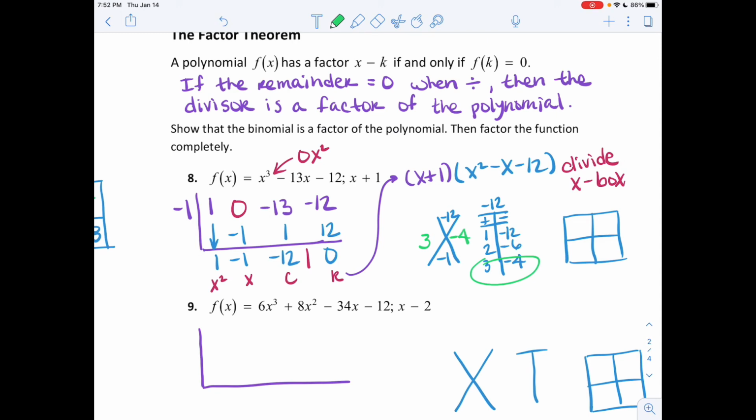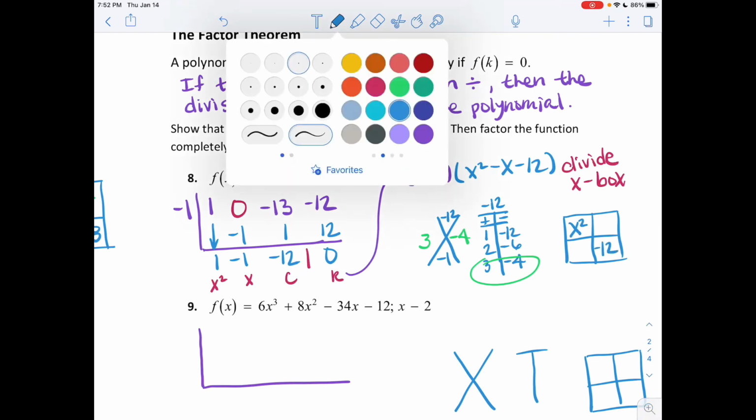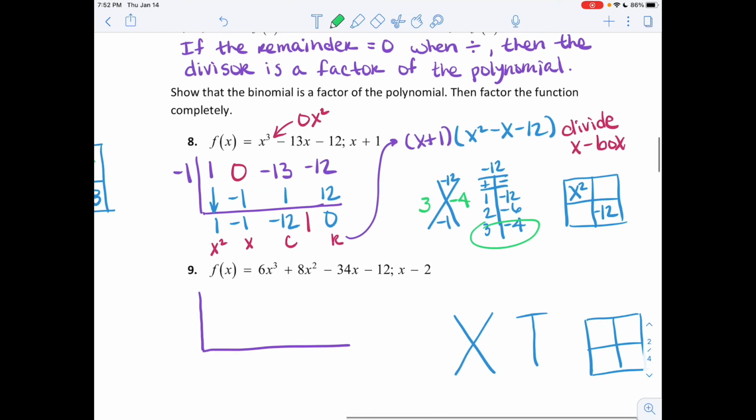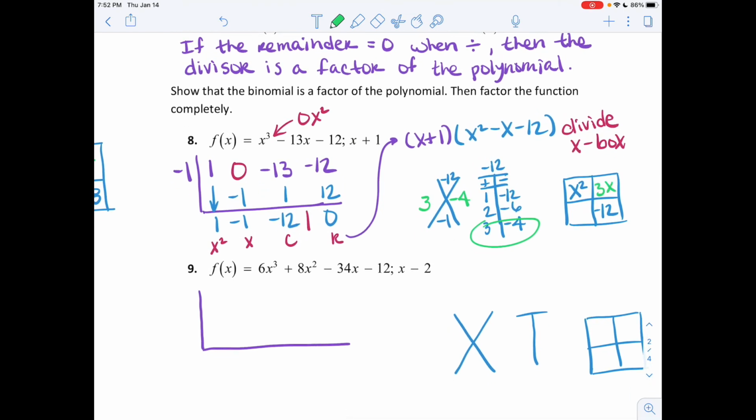Now I want to fill in the box part of the x box. Remember that we're going to fill those in with an x squared and a minus 12 and then our 3 and 4 with x's on them. X squared, minus 12, and then the values we just figured out. I need a 3x and a negative 4x.